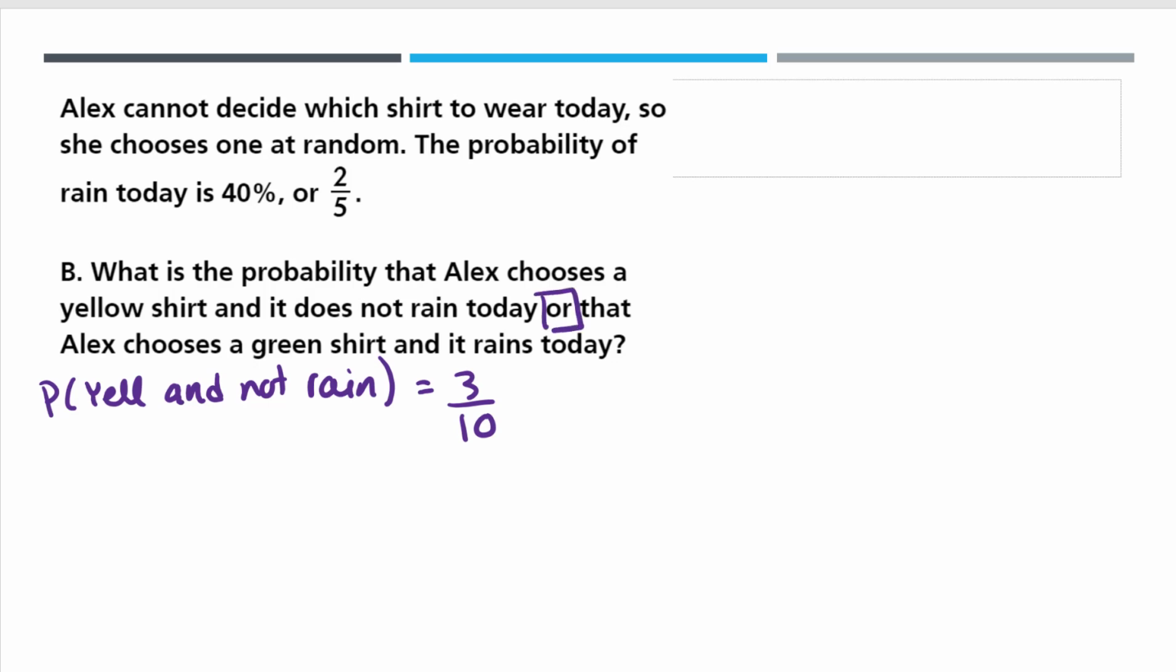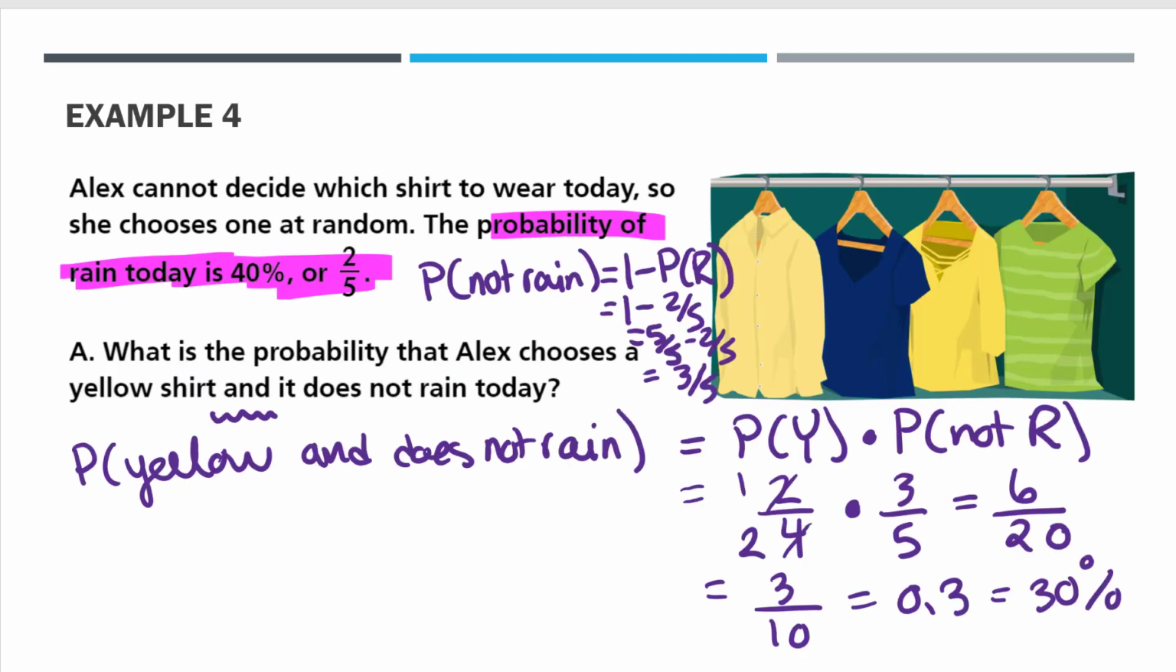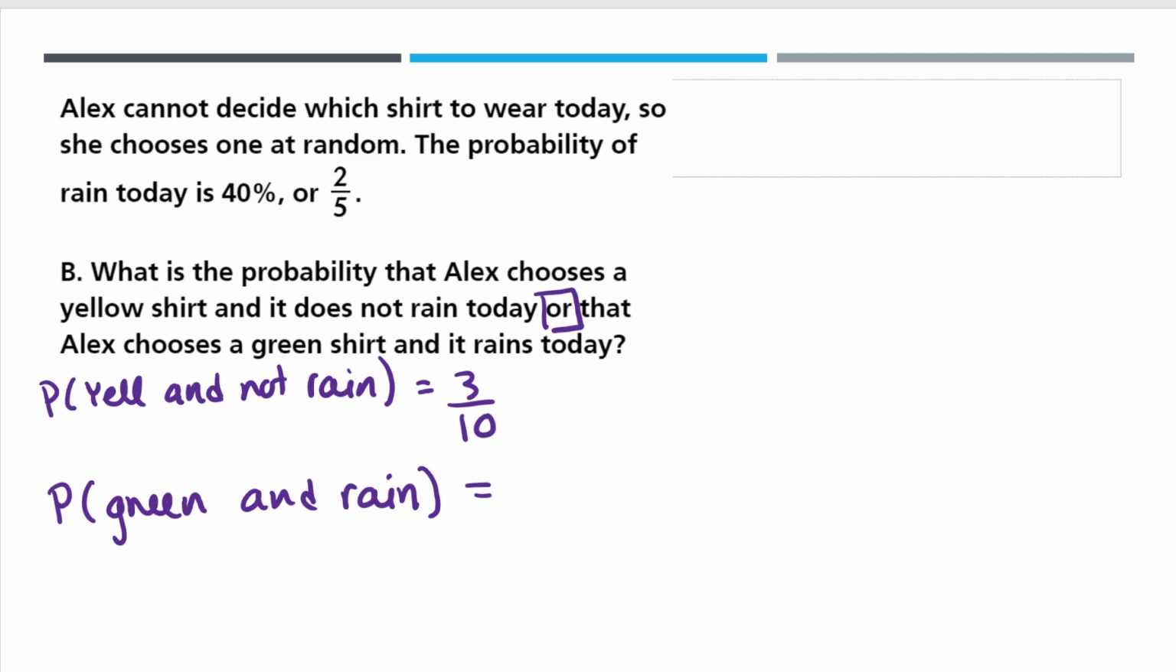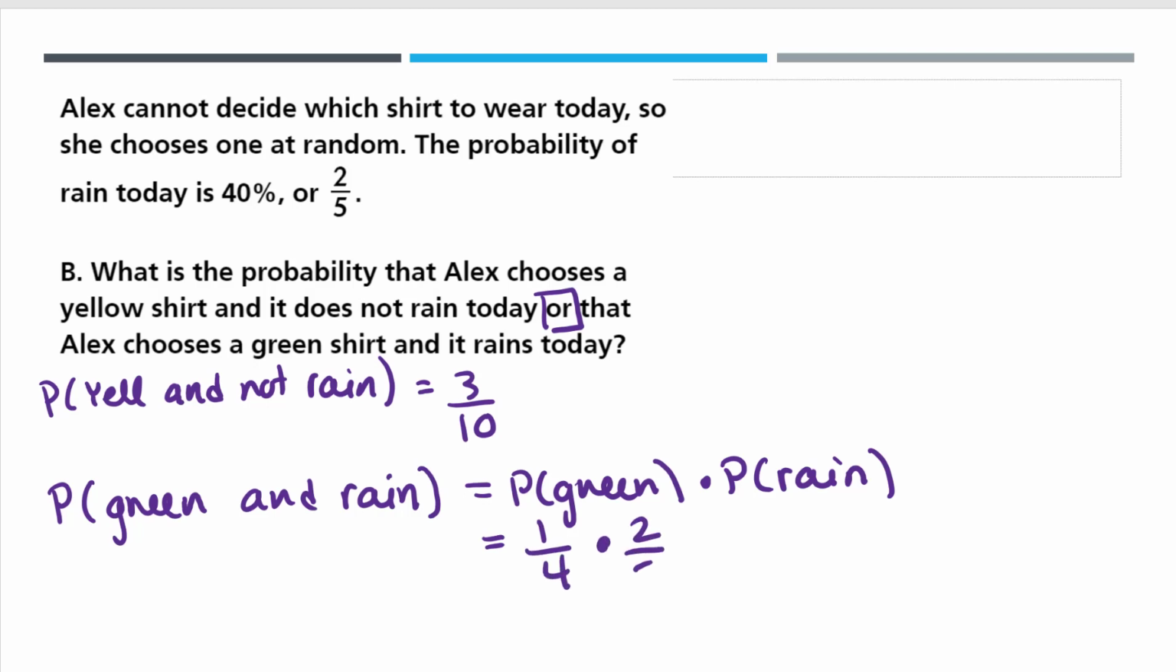Then it says, or that Alex chooses a green shirt and it rains. So the probability of green and rain. So let's find the probability of green and rain. So if we go back to our picture, we see that there's one green. So the probability of green and the probability of rain. So that's a multiplication because it's an and. So 1 out of 4 are the green shirts and rain is 2 out of 5. So we get 2 out of 20, which is 1 out of 10.